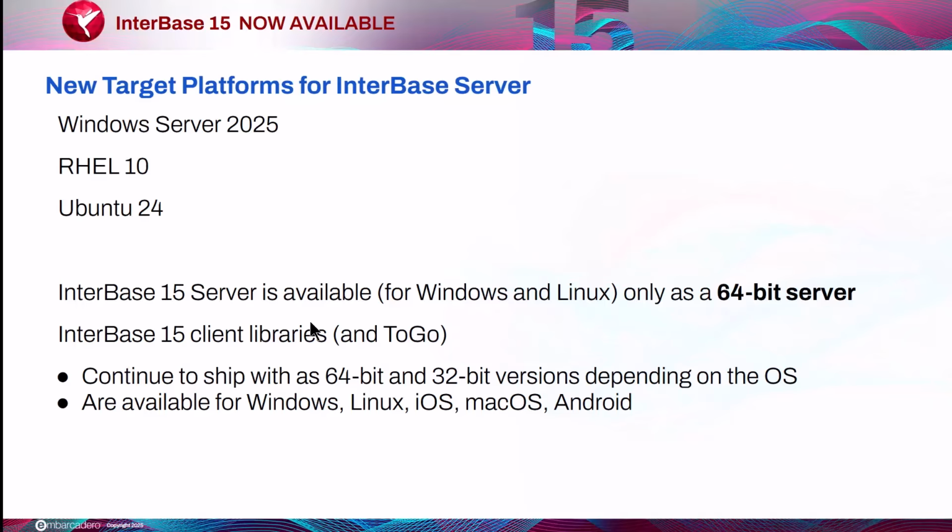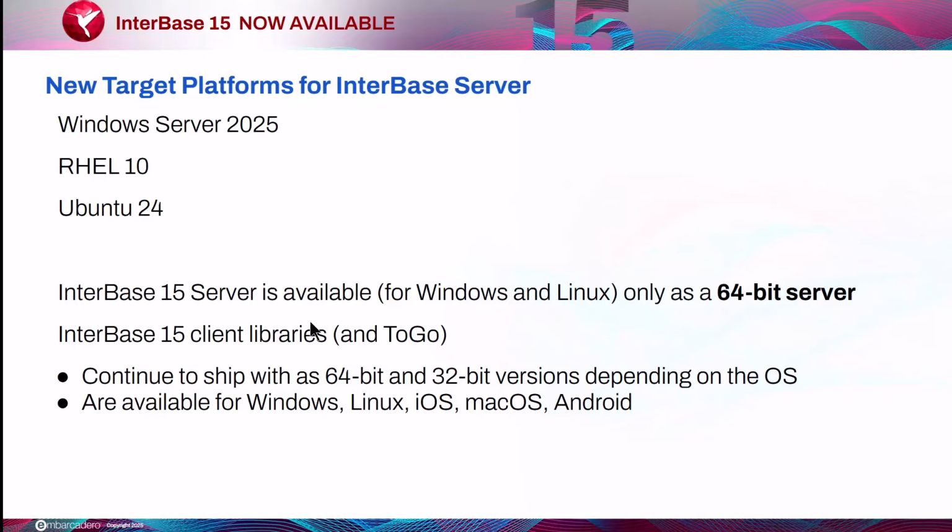We offered support for Windows Server 2025, for Red Hat Enterprise Edition 10, and for Ubuntu 24. The InterBase server from this release is available only as a 64-bit server. That means that you cannot install on a 32-bit version of Windows, if you can find one, which is kind of hard, and of Linux. Again, these days it is very uncommon.